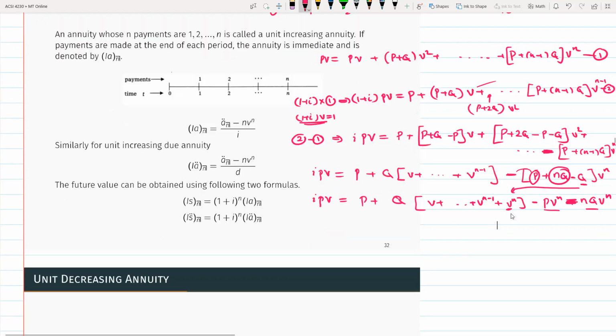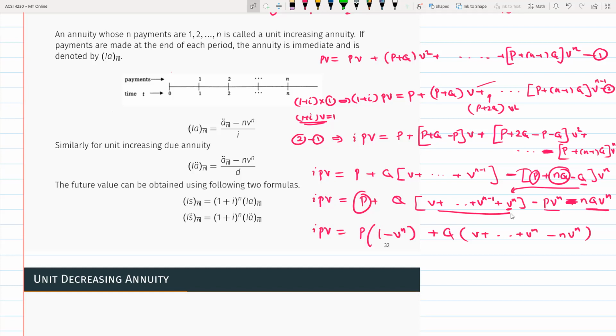Okay, so now let's bring these P terms together. So I would get 1 minus Vn there. Then plus Q times, let's put these together. Then let's put this one here. So right away you can see this is basically the present value of annuity immediate.